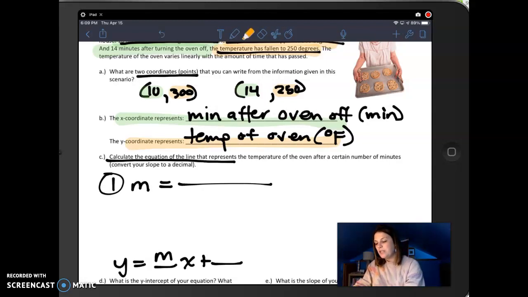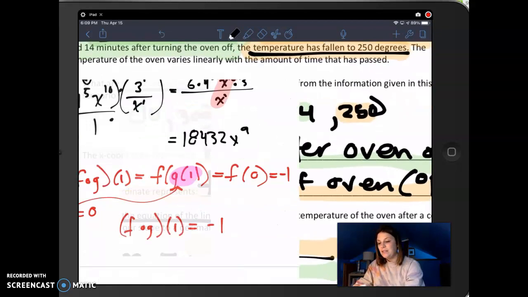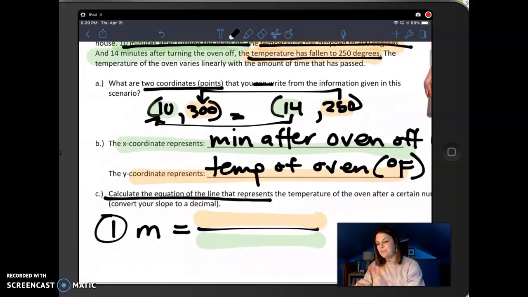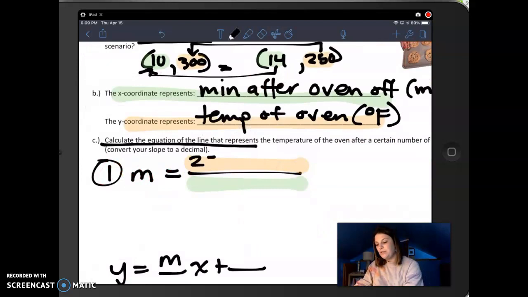So after you watch that, you're going to see that we're going to subtract the y's on top and subtract the x's on the bottom. The y's on the top, the x's on the bottom, that is the strategy that we've been using. So we're going to do 250 minus 300 and 14 minus 10. So we're going to get negative 50 over 4.